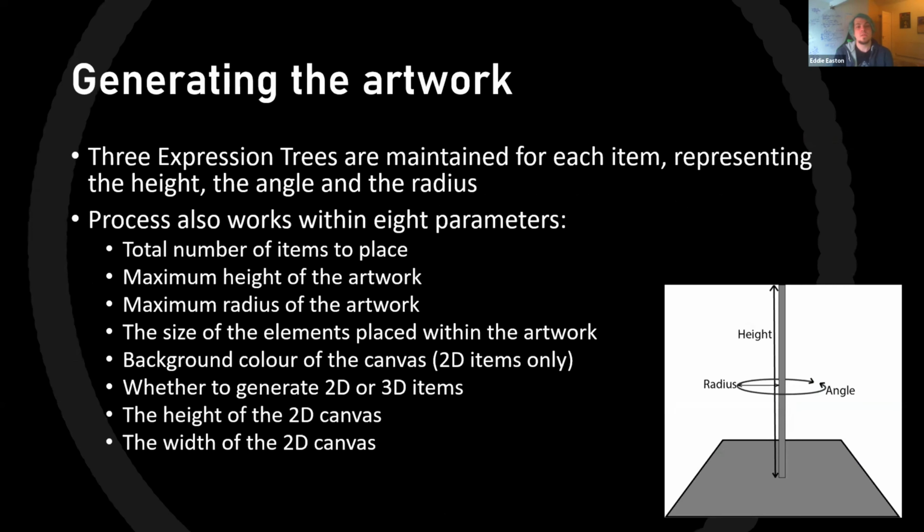In addition to this, the process also exposes 8 parameters to give us more control over the style and type of items that we create. This includes things like the total number of items we will place, the maximum height and radius, and also rendering specific options as well. So this will include things like the size of the elements and the height and the width of the canvas that we use. And these can be used really to help us get a wider range of items generated as output.